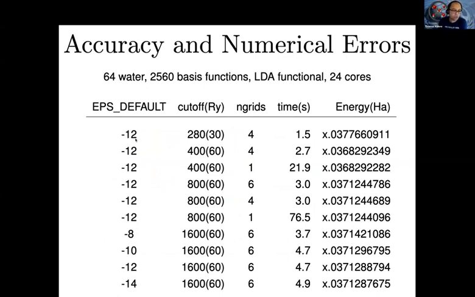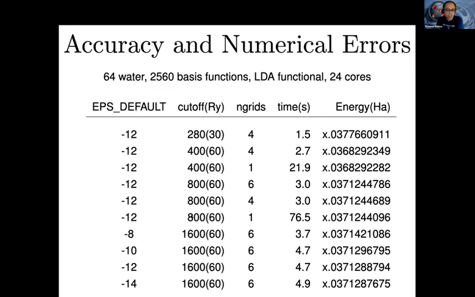So what we see here on the left-hand side is EPS default. This is some default value for the accuracy of the numerical integration. Similar to a plane wave code, we have a cutoff. But the important part here is we are not converging to the complete basis set limit, but only to the finite primary Gaussian basis. And so you see, when you increase the cutoff, the calculation on the right-hand side becomes more and more accurate.